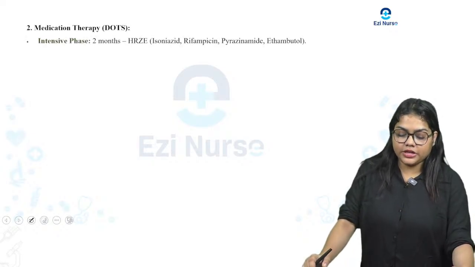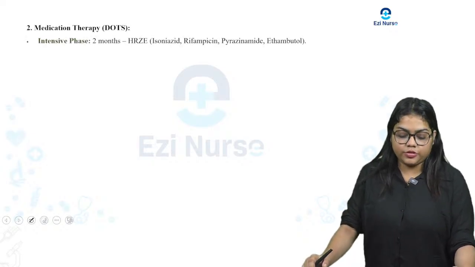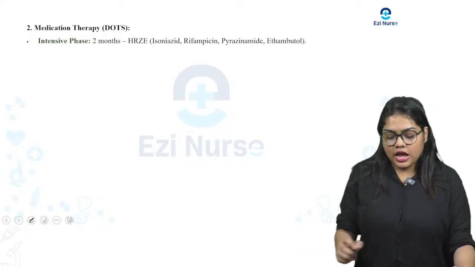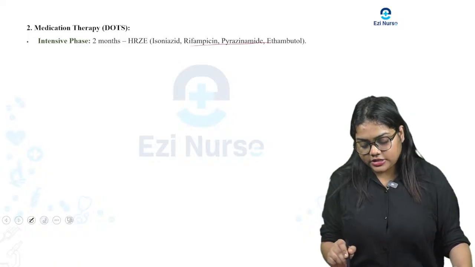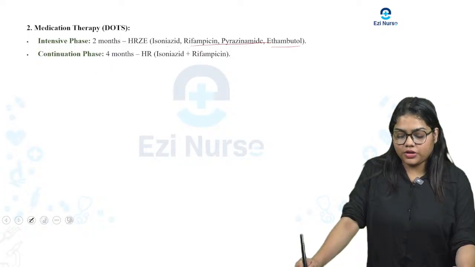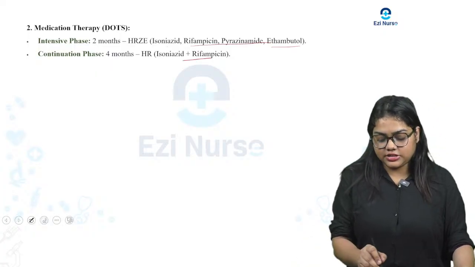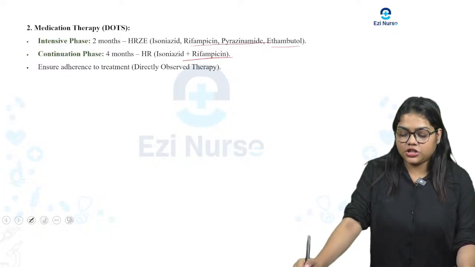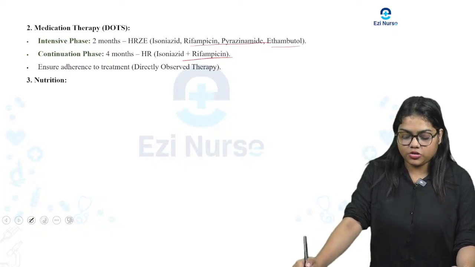Other than that, for the medication therapy or DOTS therapy, we have to provide in intensive phase 2 months HRZE, which is isoniazid, rifampicin, pyrazinamide and ethambutol. And for the continuation phase for 4 months, we have to give HR, which is isoniazid and rifampicin. We have to ensure the adherence of the treatment, directly observed therapy, or DOT therapy.